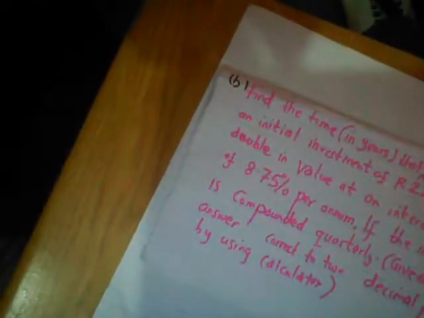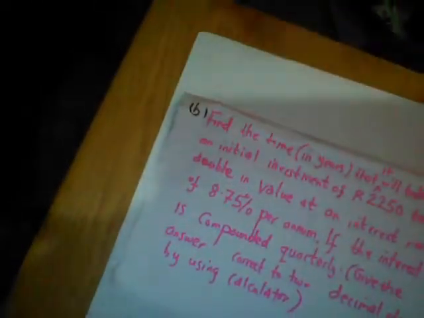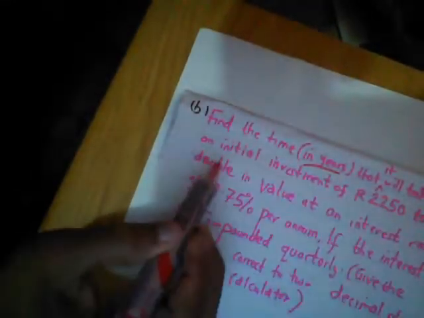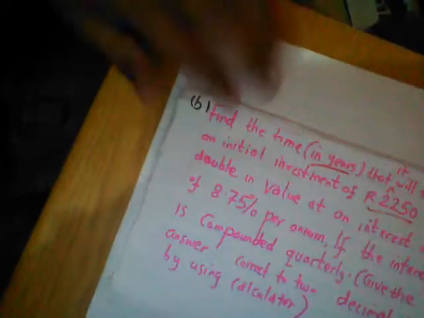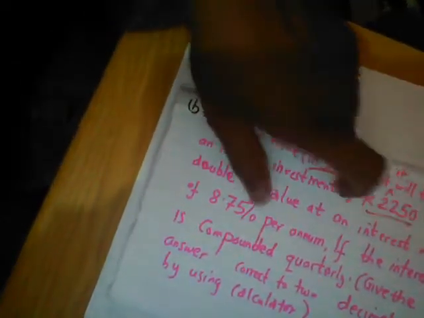Okay, so that's the question right there. Let's get started, so we don't waste time. Find the time in years that you take for an initial amount of 2250. So this is the initial principal amount to double, with the interest rate given per annum. If the interest rate was compounded quarterly, how many quarters in 1 year? We have 4 quarters. So for the compound interest formula, because they say the interest rate was compounded, this is very important here.